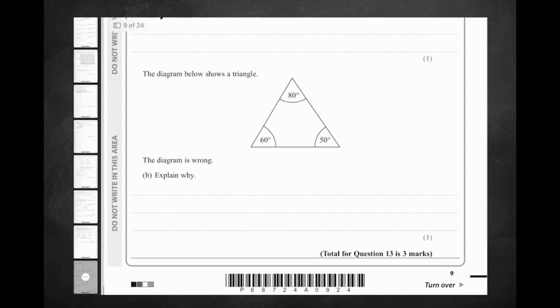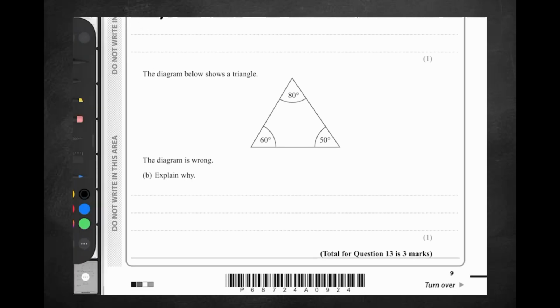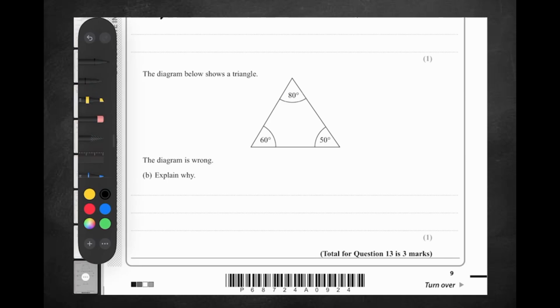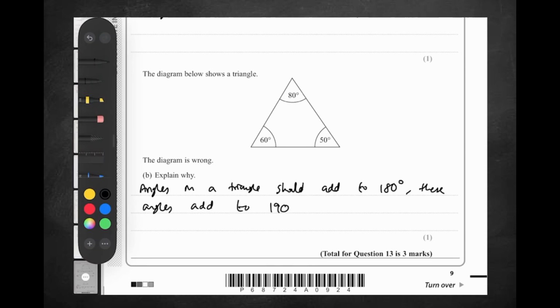Part B. The diagram below shows a triangle. The diagram is wrong. Well, the angles do not add up to 180. I can see that straight away. So why is the diagram wrong? Angles in a triangle should add to 180 degrees. These angles add to 60 plus 50 plus 80 is 190 degrees.